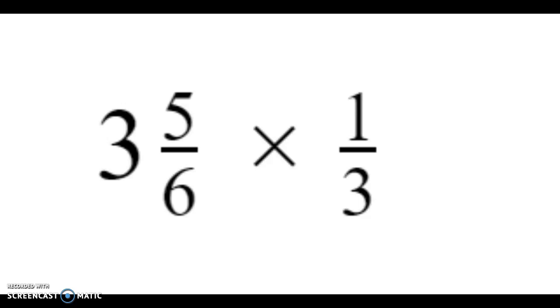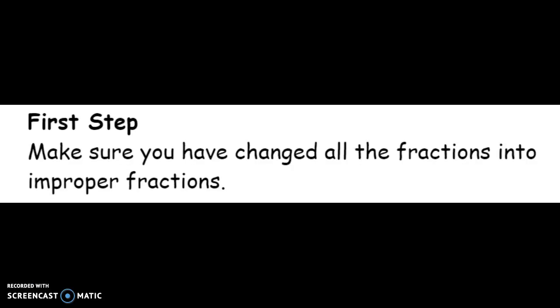In this particular example, we have 3 and 5/6, the mixed number, as the first factor, and just a regular fraction as the second. It would not matter if it was reversed and the regular fraction was simply on the left side of the multiplication sign and the mixed numeral was on the right. Our first step is to make sure that we've changed all of the mixed numbers into improper fractions. Let's see what that looks like.